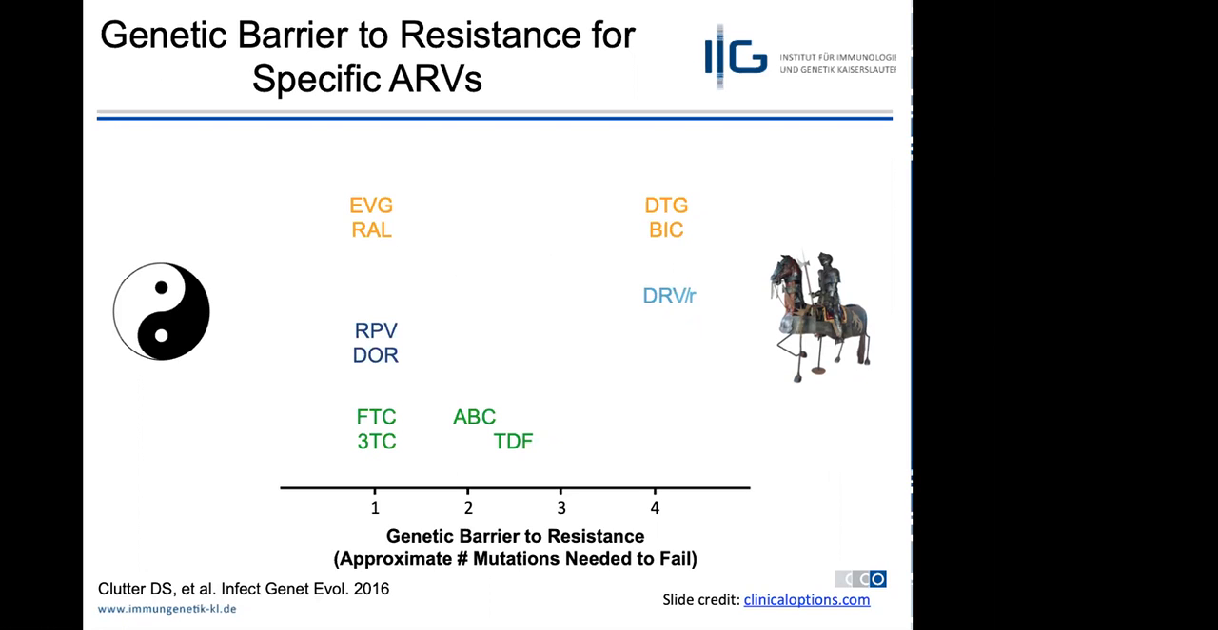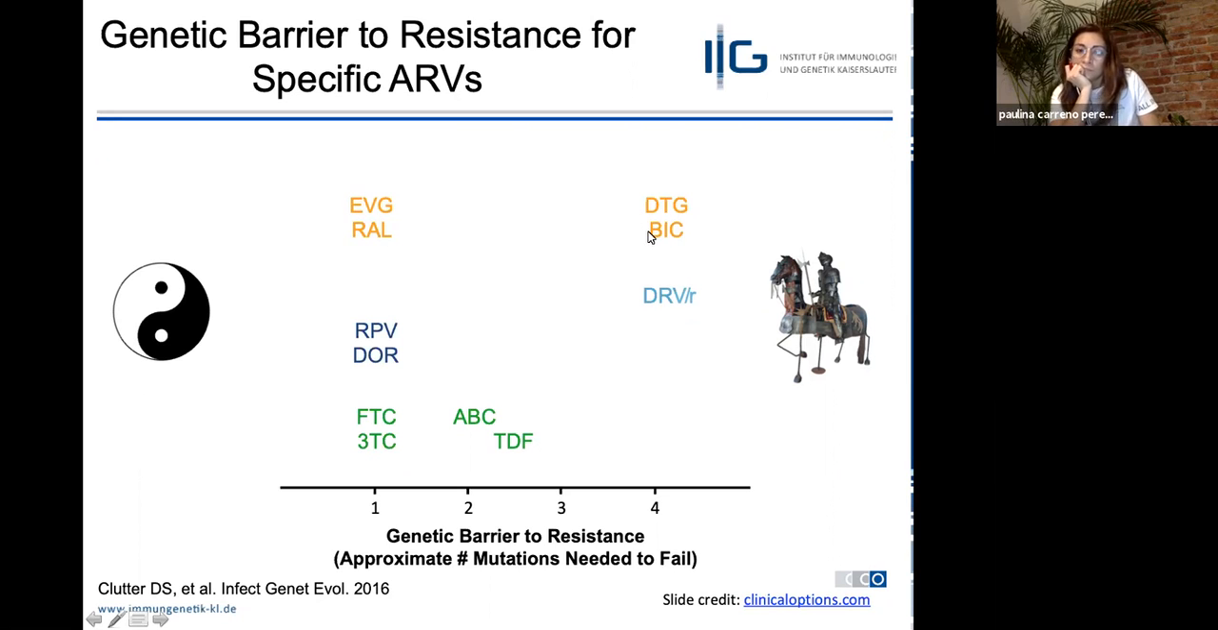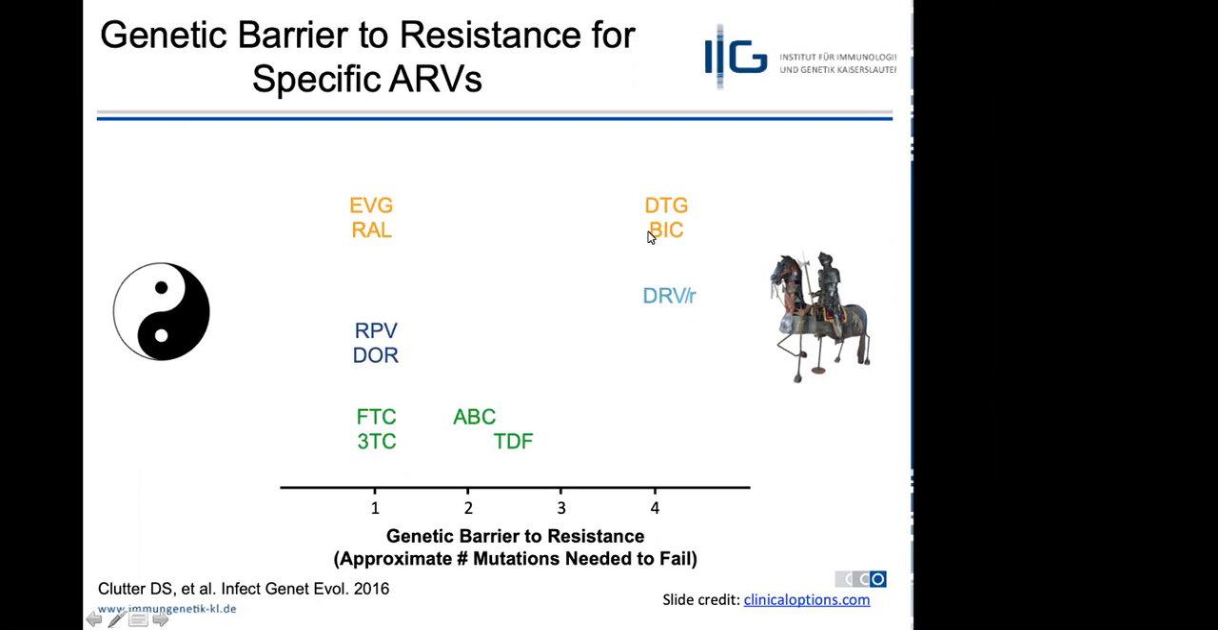But for this, we do have to realize that raltegravir and elvitegravir do have this black and white resistance profile. So one mutation is enough to confer 100% resistance to these drugs. And on the other hand, we are quite happy that we do have integrase inhibitors with a complex resistance profile like dolutegravir and bictegravir, where more than one mutation is needed to confer drug resistance.